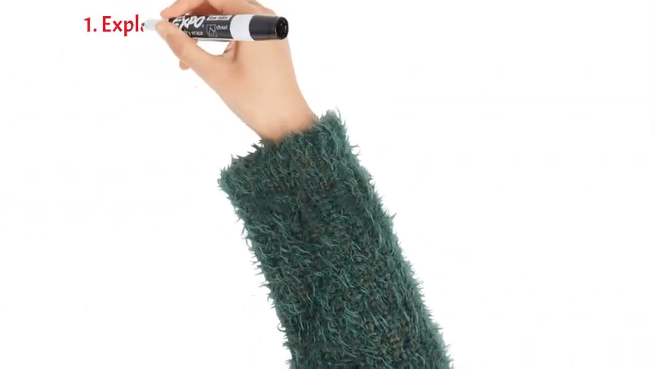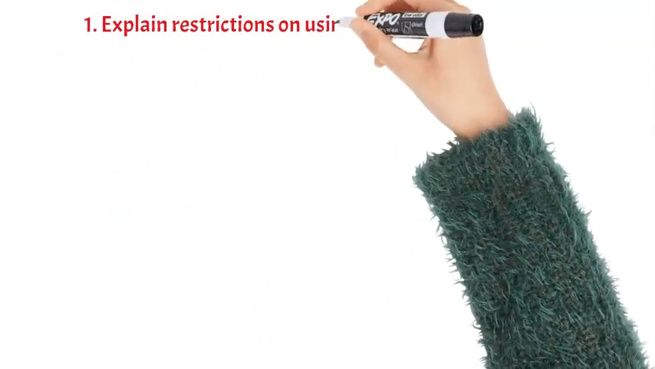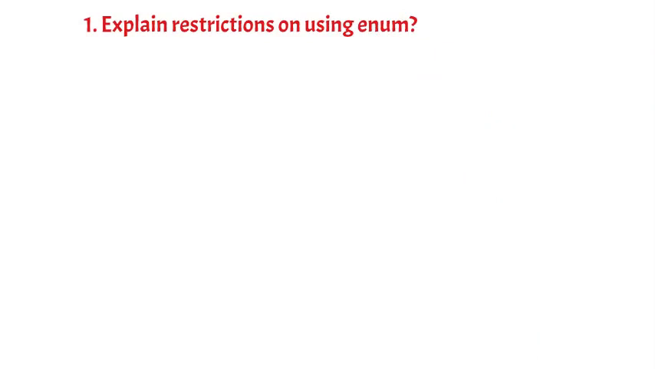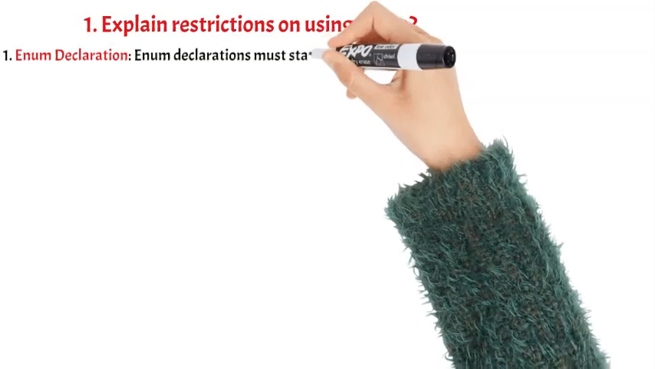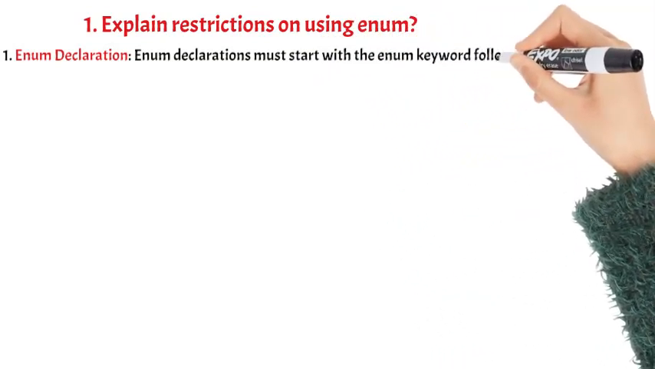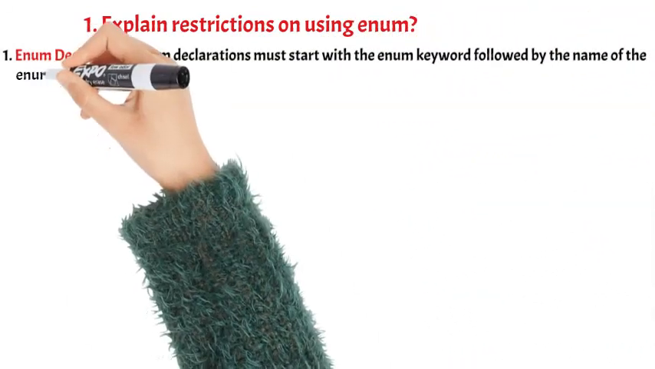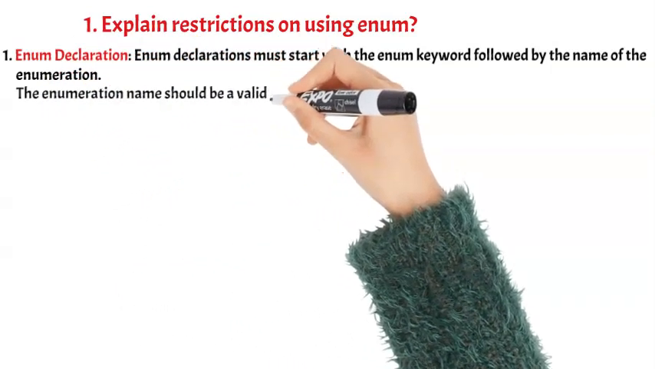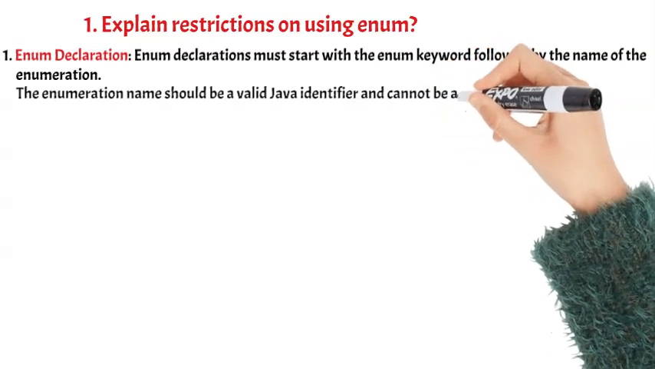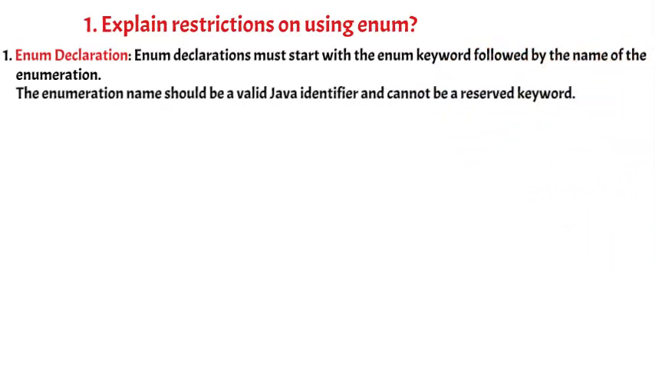1. Explain restrictions on using enum. 1. Enum declaration. Enum declarations must start with the enum keyword followed by the name of the enumeration. The enumeration name should be a valid Java identifier and cannot be a reserved keyword.